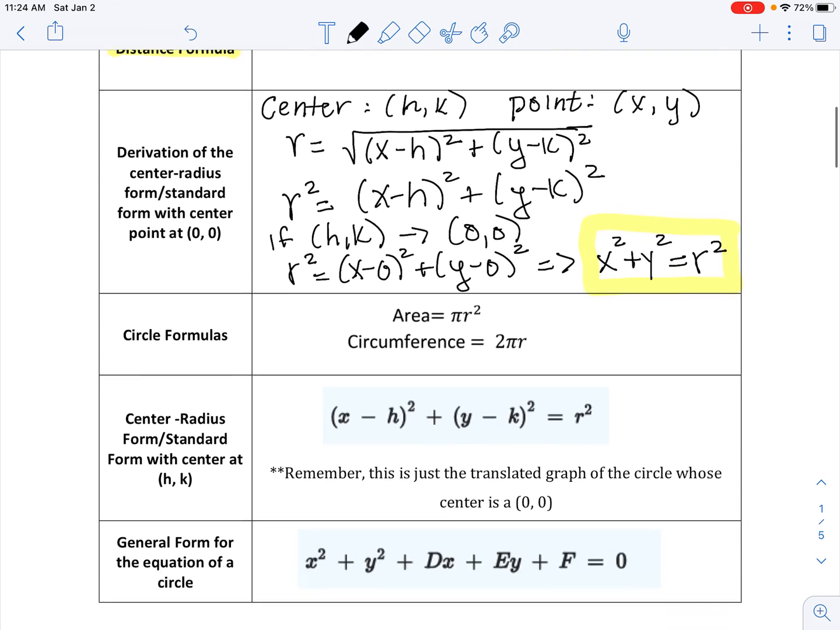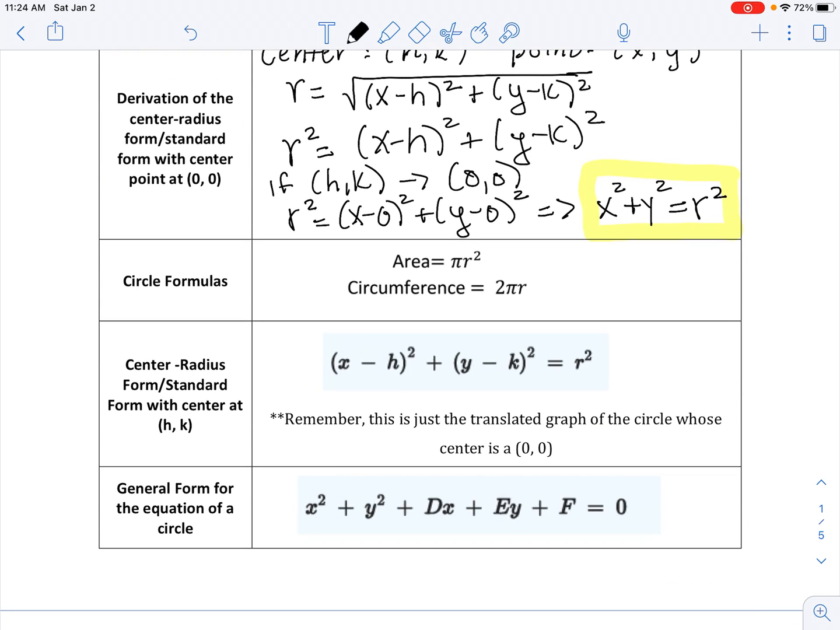Two more circle formulas that you should find familiar. Area of a circle is pi times the radius squared, and circumference of a circle is 2 pi r. For this topic, we will not be using the approximation for pi. We will not be using the pi button on our calculator. We will not be using 3.14. We will be leaving our answers as exact.